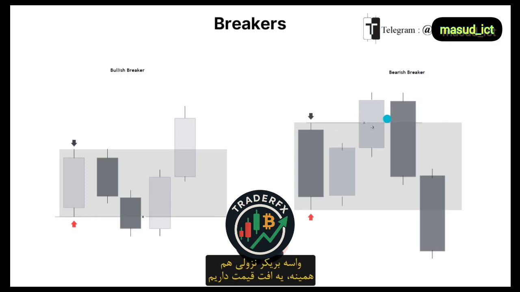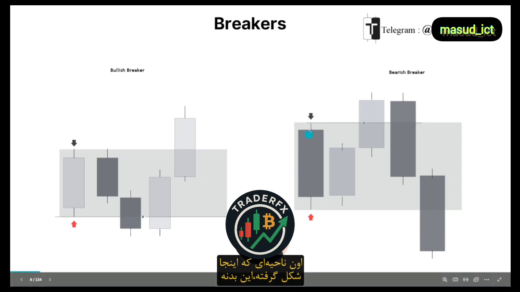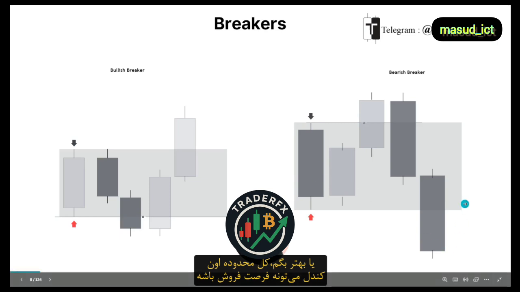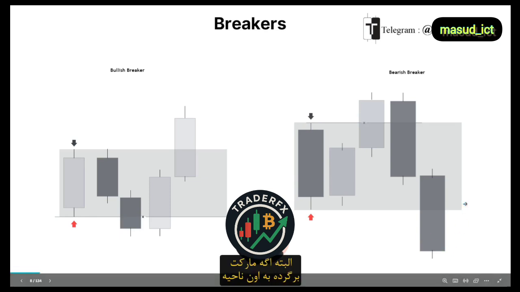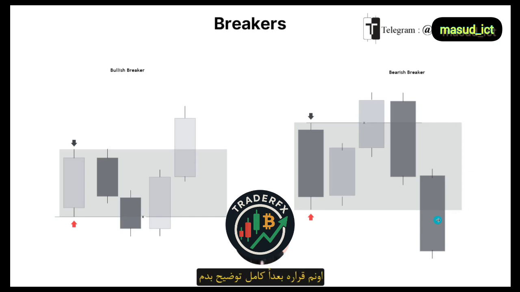Now, same thing with the bearish breaker. We essentially have this down move, price pushes up, sweeps a high, and then we have a breakdown lower. Now, this area in here, this whole range of the candle, can be used as a potential sell opportunity if the market comes back in here. And we're going to talk about lower time frame confirmation entries, something that we can use as well.